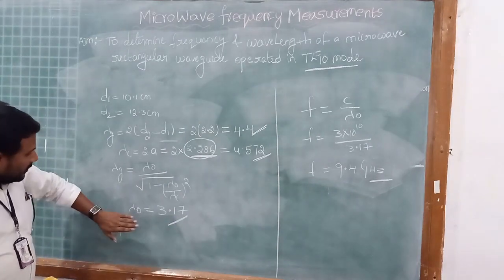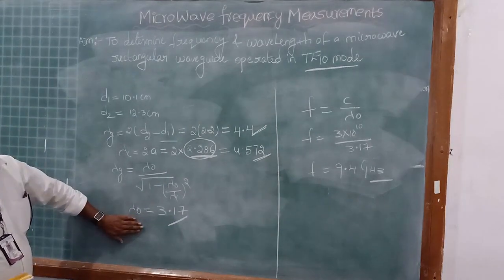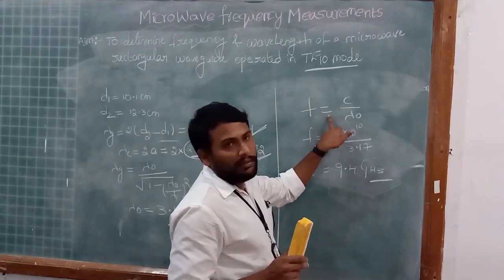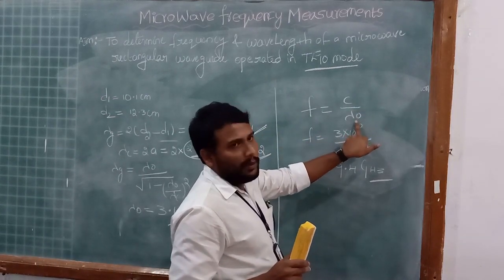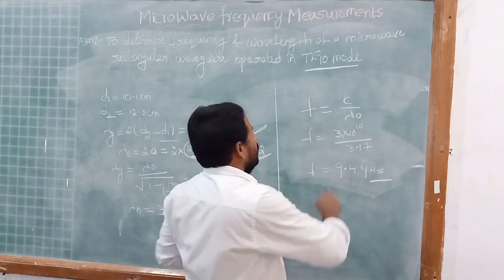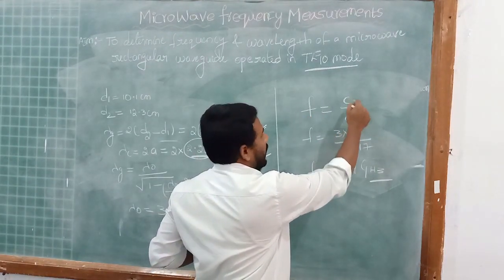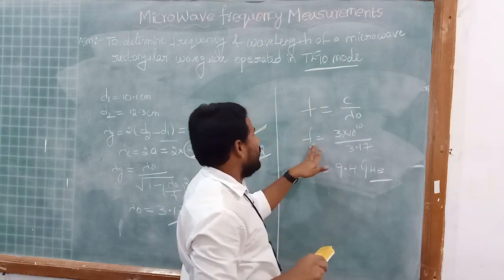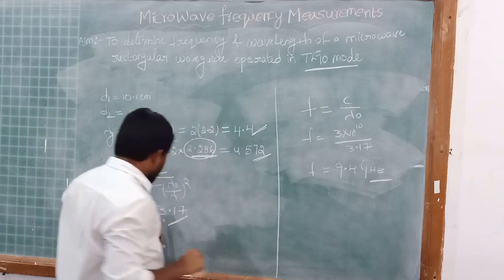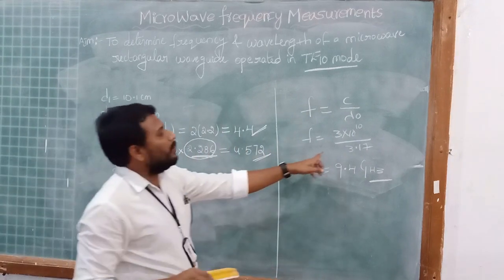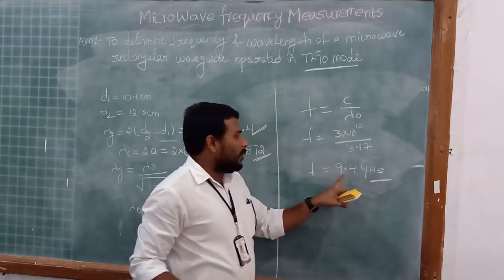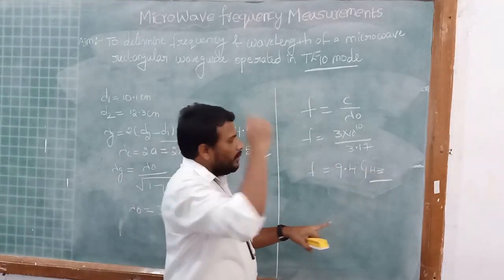By knowing this wavelength of the microwave signal, how do we find the frequency? We know the relation: frequency equals c divided by lambda naught, the velocity of the signal divided by the wavelength. Substitute c and lambda naught: f equals 3 into 10 power 10 divided by 3.17. By performing the calculation, you will get the frequency value as 9.4 gigahertz.